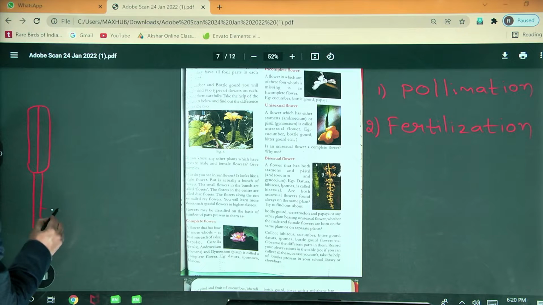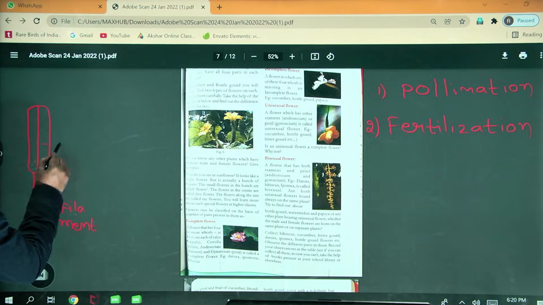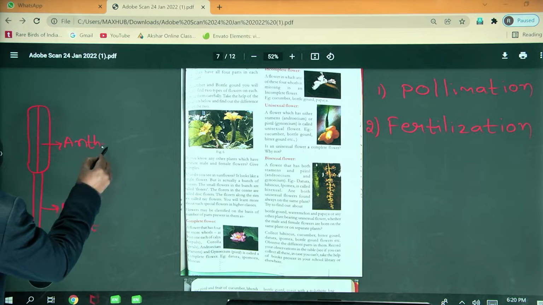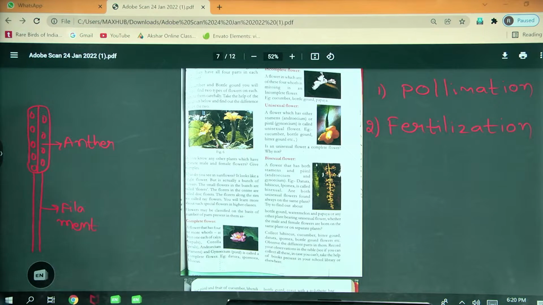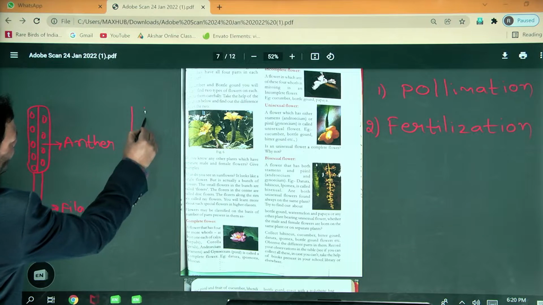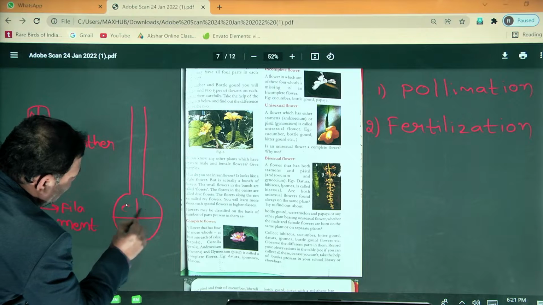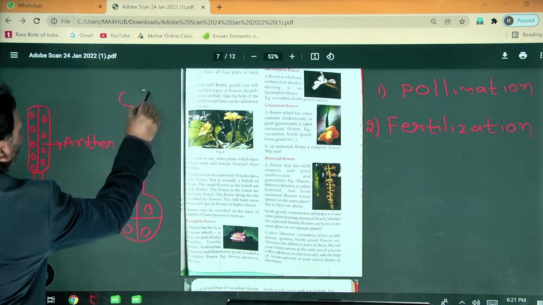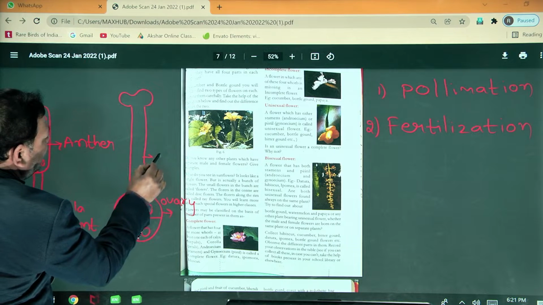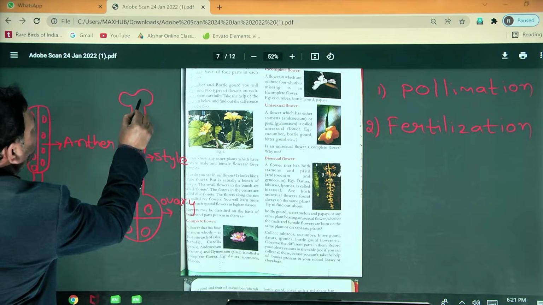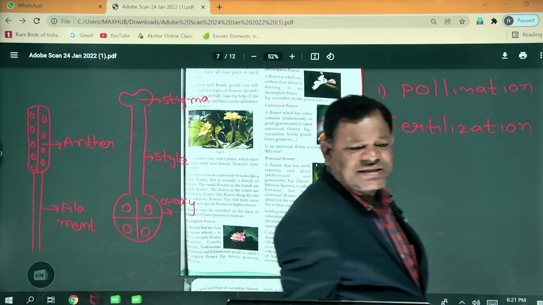This is the structure of the stamen. This is filament. This is anther. Is it clear? These are called pollen grains. Next. This is called ovary. This is called style. This is called stigma. Yes.